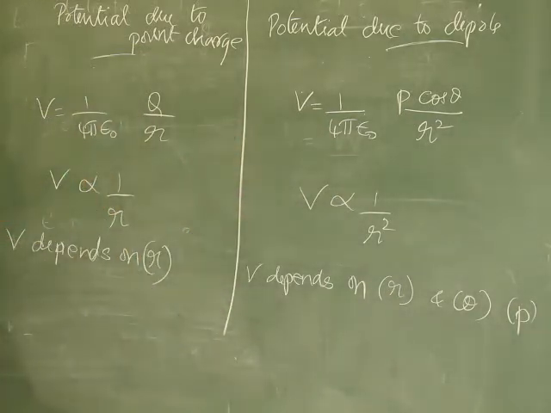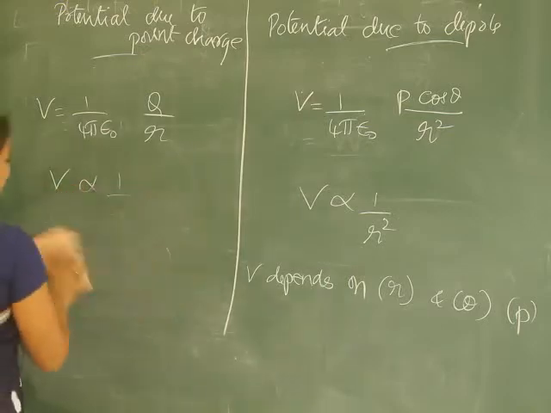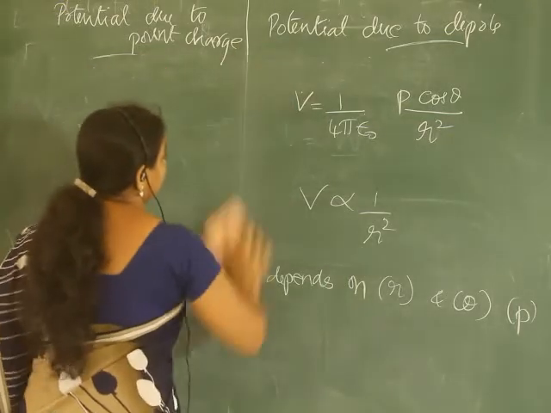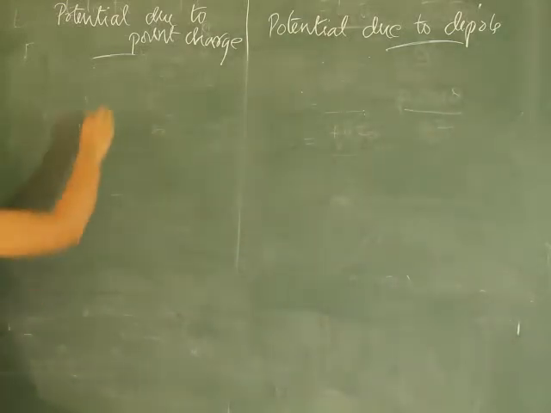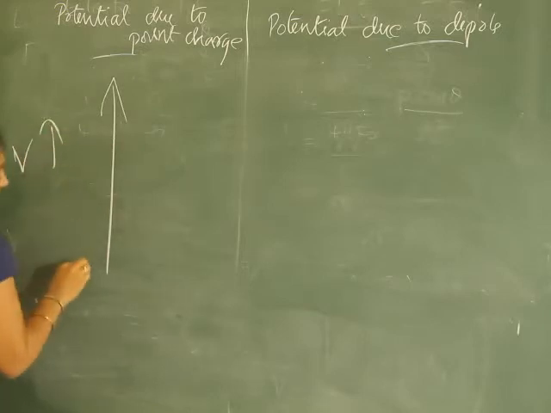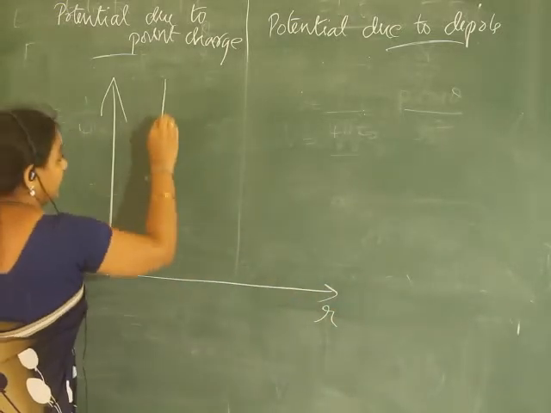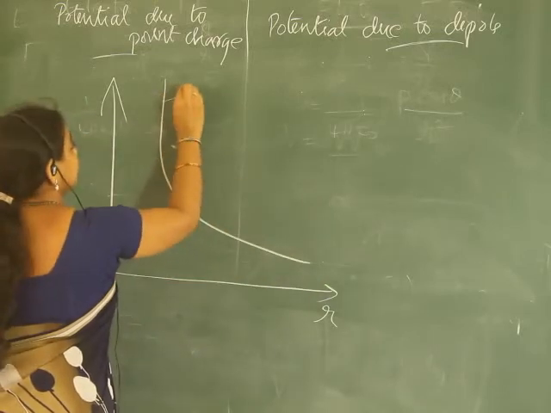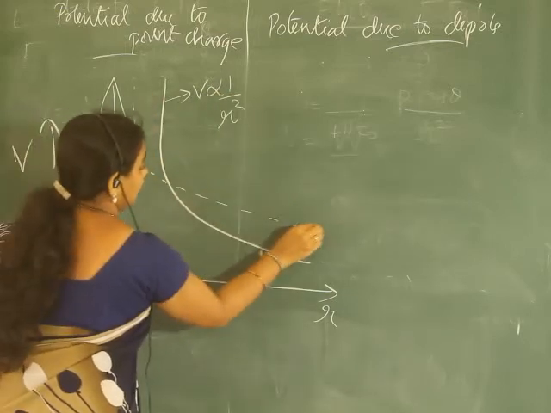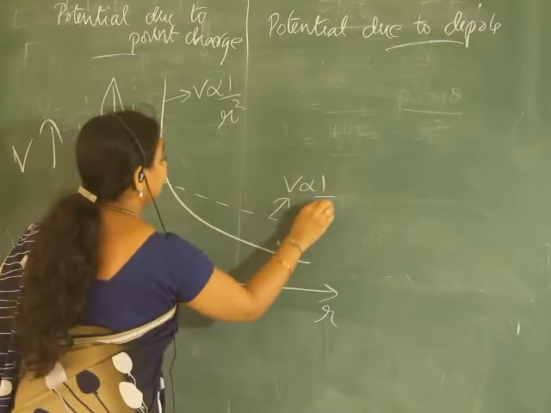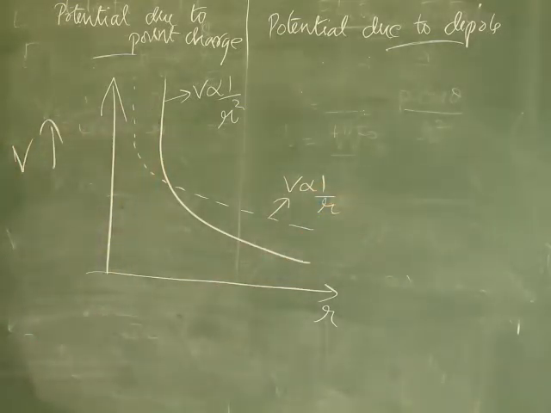Next, the concept which we are moving to is graphical representation, just like the previous one. Can we write graphically, how can we write these two expressions, the difference between these two? V and this is R. Same way, this is V inversely proportional to R square. This is for V inversely proportional to R. This is how the variation of the potential due to a single charge and due to the dipole is represented graphically.